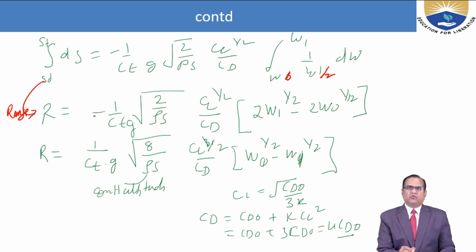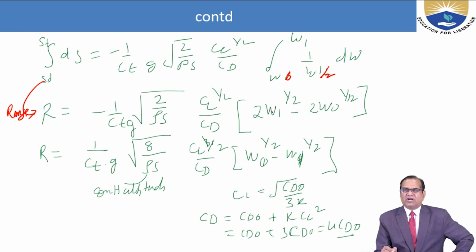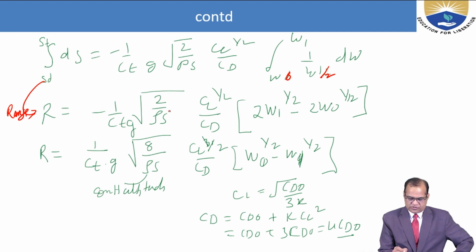This R is equal to minus 1 by CT G under root 2 by rho s, CL to the power 1 by 2 by CD. Here we can write it 2 W1 to the power 1 by 2 minus 2 W0 to the power 1 by 2. So if I take this 2 common and enter it here, it will become 4. 4 into 2, it will be under root 8.